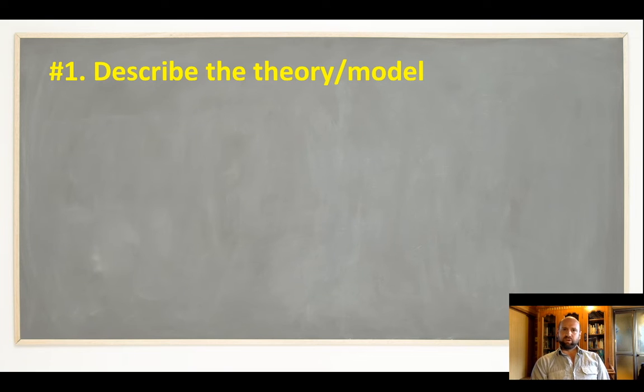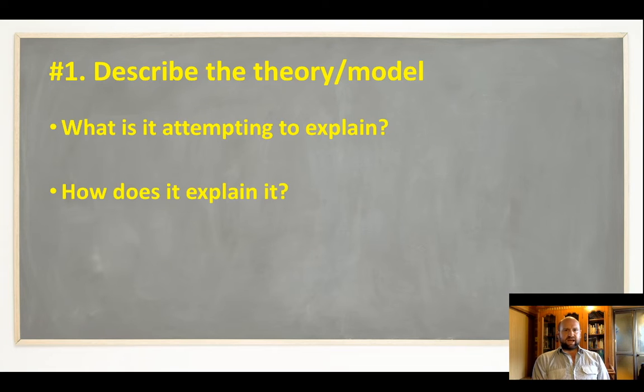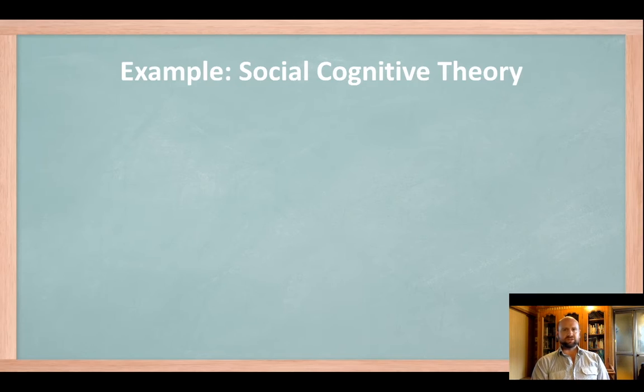So let's look at point one, describe. So how do you describe the theory or the model? First of all, what is it attempting to explain? Then how is it trying to explain that thing, and also include the key terms and concepts. So you want to use the specific terminology in your description. So let's check out an example of social cognitive theory.